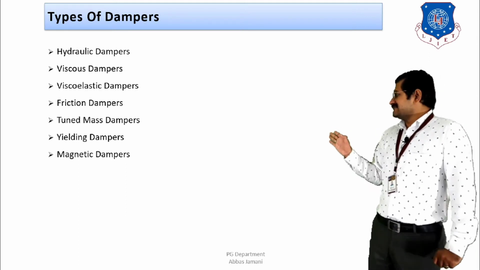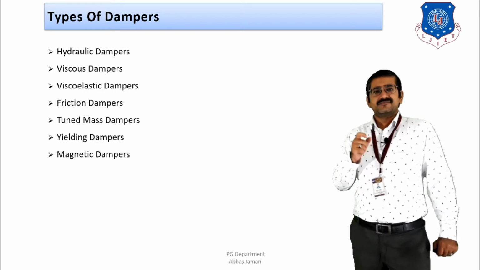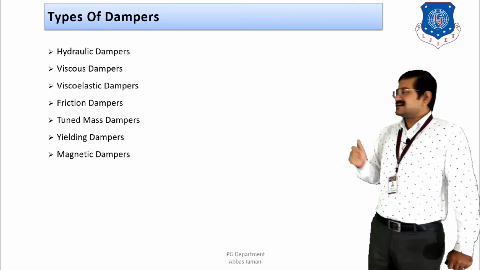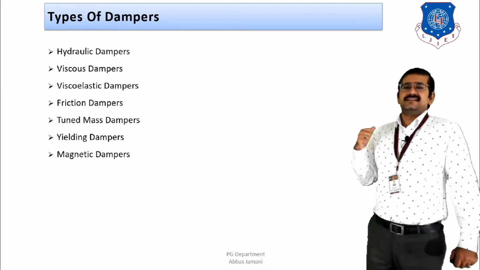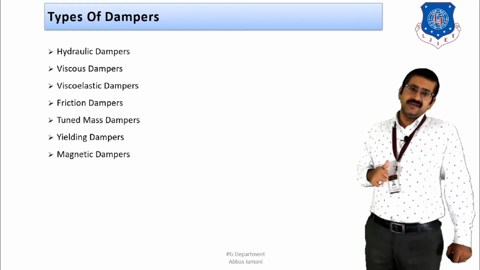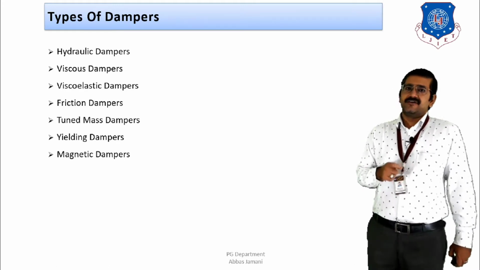And lastly, we have the yielding damper. Yielding is a characteristic of metal, right? So basically, the metal is going to play a role as a damper in case of yielding dampers. And lastly, the magnetic dampers, where the presence of a magnet will be there, a copper disc will be there, and a piston will also be there. So let us look at each of these dampers one by one in today's lecture.